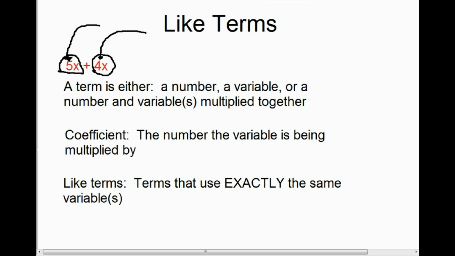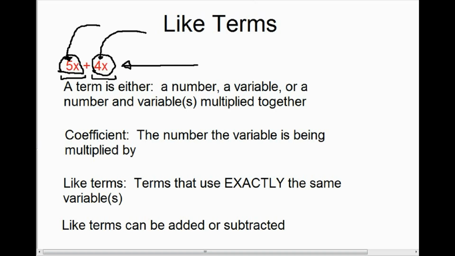So now that we know what a term is and what a coefficient is, we can talk about what like terms are. And like terms are terms that use exactly the same variable. So again, going back to this example here, these are like terms because the variable being used in each one of these terms is x. It's possible you could have more than one variable in a term, and we'll see a couple of examples like that. But right now, so far, we've just seen an example with one variable, x.